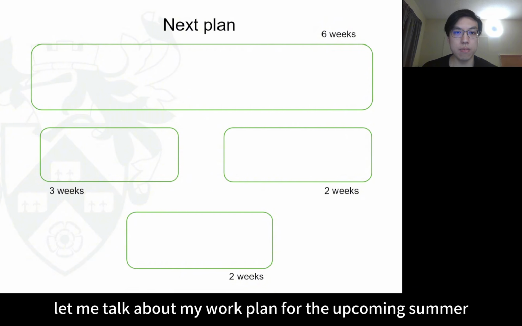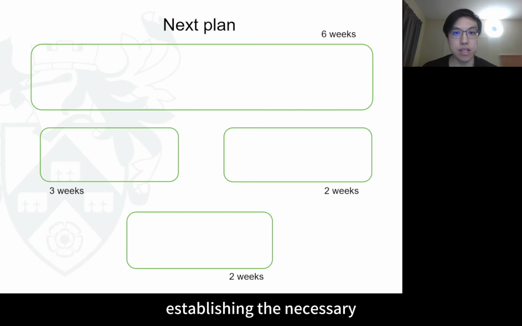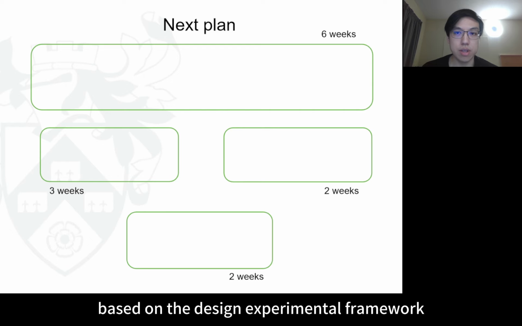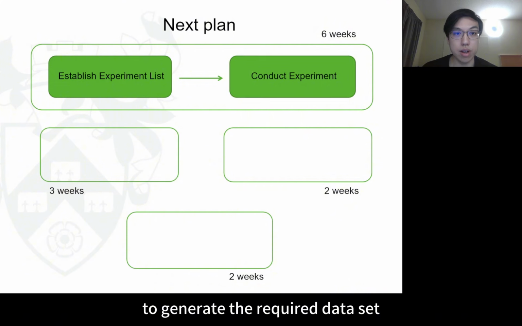Now let me talk about my work plan for the upcoming summer. The first step will be primarily dedicated to establishing the necessary experimental setup based on the designed experimental framework. This will involve creating a detailed experimental checklist and systematically conducting the simulations to generate the required dataset. I plan to complete it within 6 weeks.